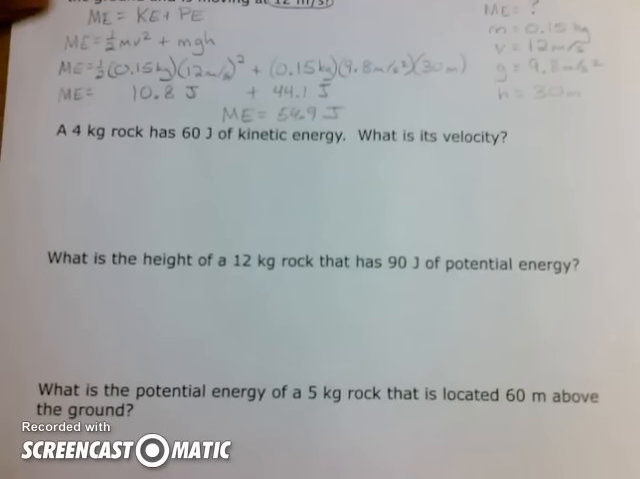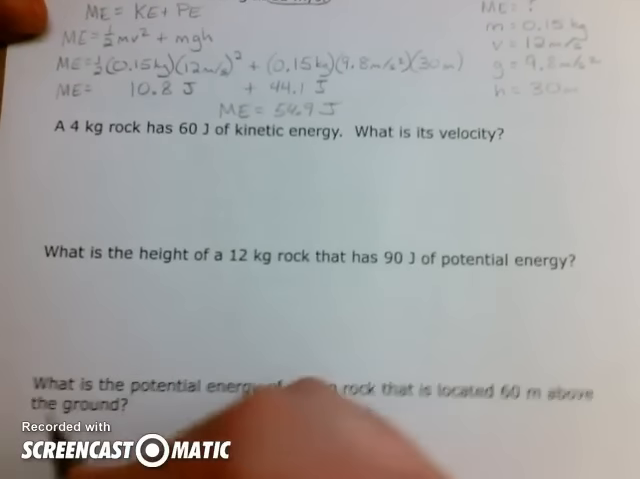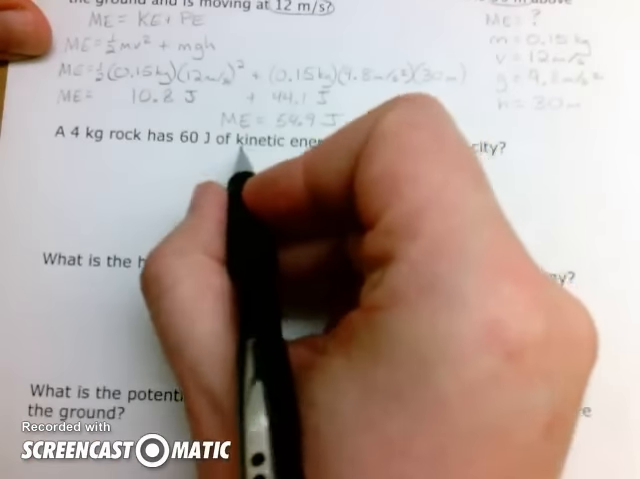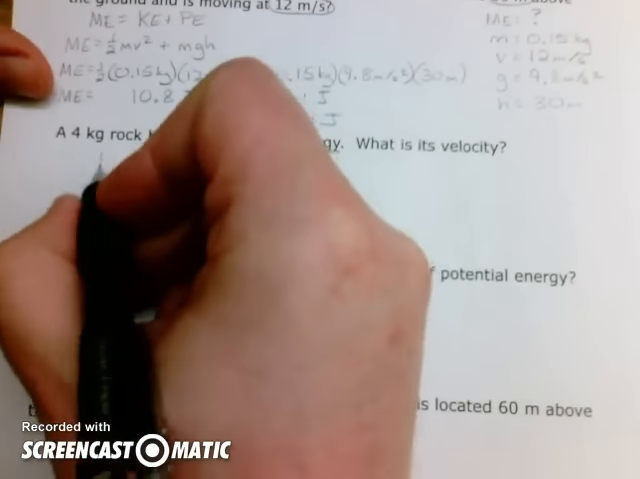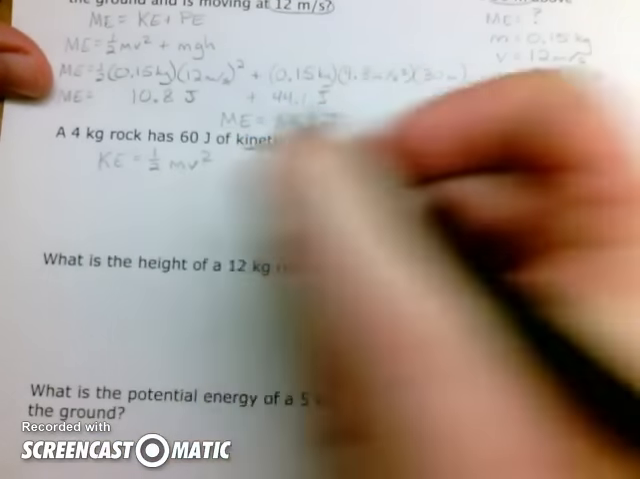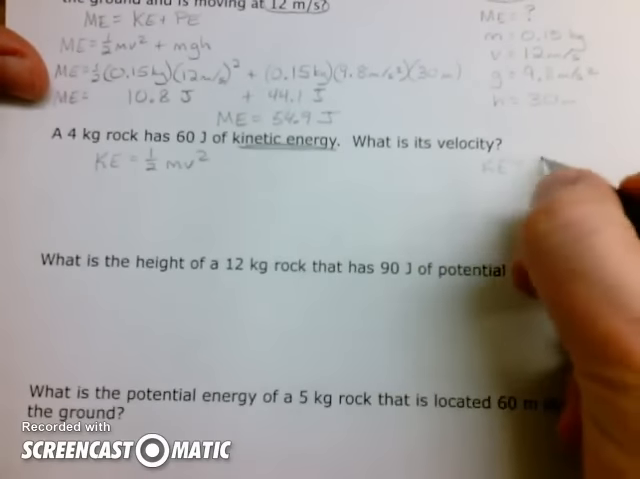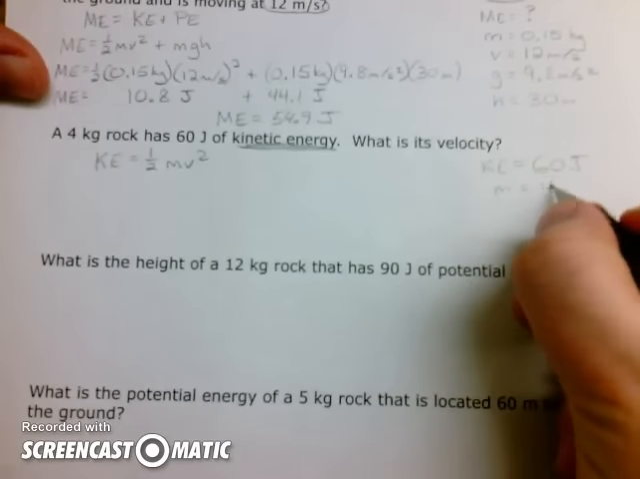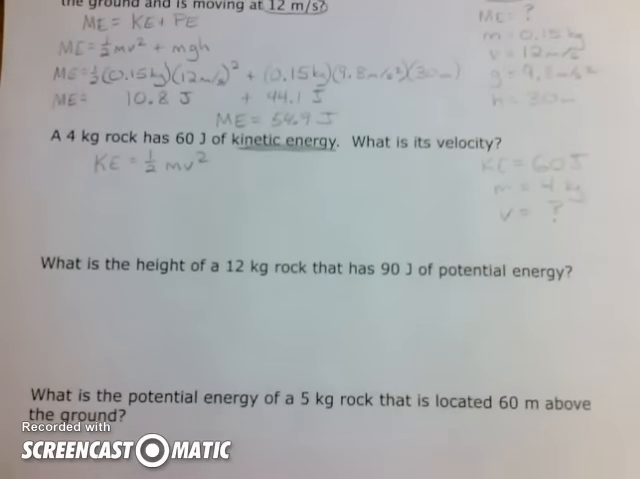All right, let's move on to number 2. A 4 kilogram rock has 60 joules of kinetic energy. What is its velocity? Okay, this one's a little tricky because we got to find velocity. We have kinetic energy here, so we're going to use the kinetic energy equation. We're not looking for mechanical or potential. KE equals 1/2 mv squared. Make sure you memorize these equations, okay? Well, KE equals 60 joules. It's given to us. Mass is given to us. It's 4 kilograms. And velocity is the question, right? That's what we don't know. We got to find our velocity.